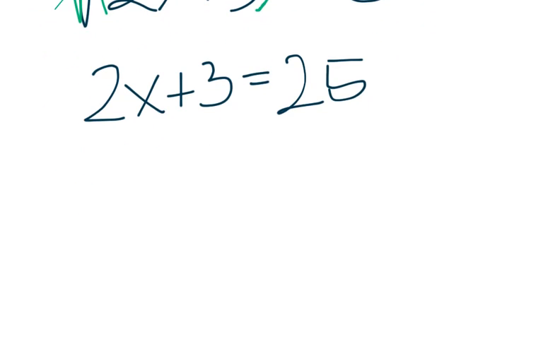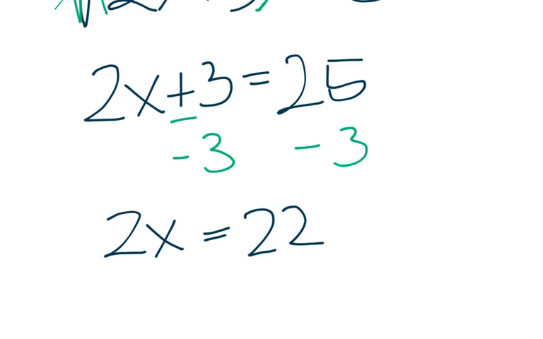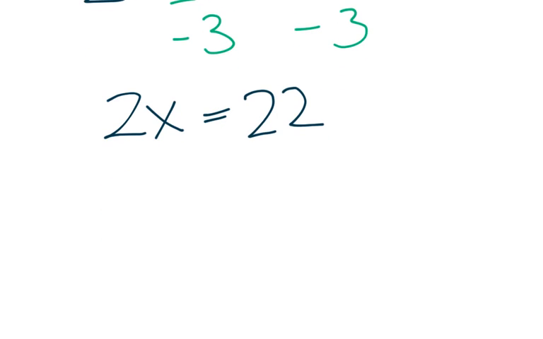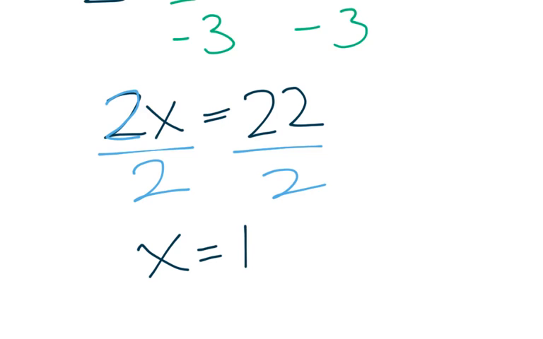Now we want to get rid of this plus sign by subtracting 3 from both sides. So we have 2x equals 22. We want to get x by itself, but there's a 2 attached. And anytime you have a number and a variable that's just squished together, they're basically being multiplied. So in order to undo that multiplication, we want to divide both sides by 2. And 22 divided by 2 is 11.